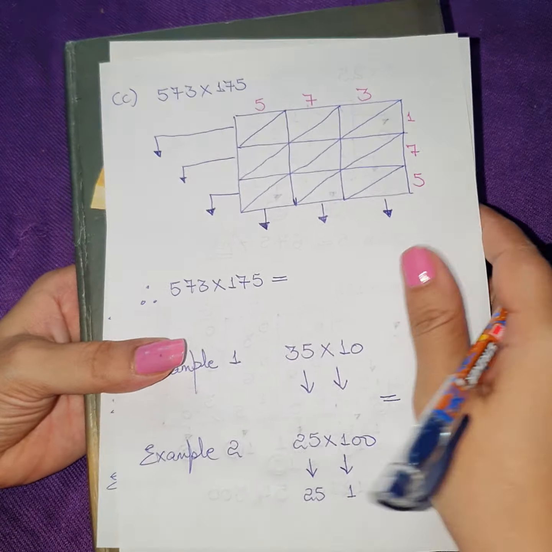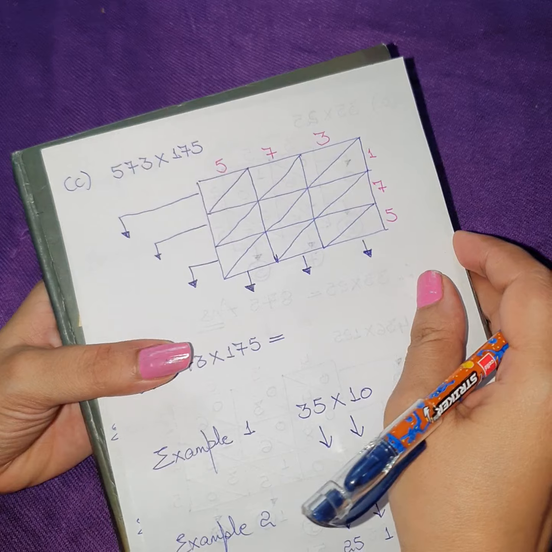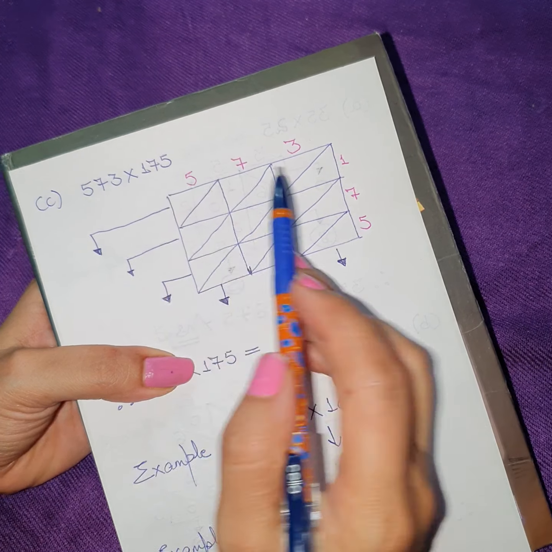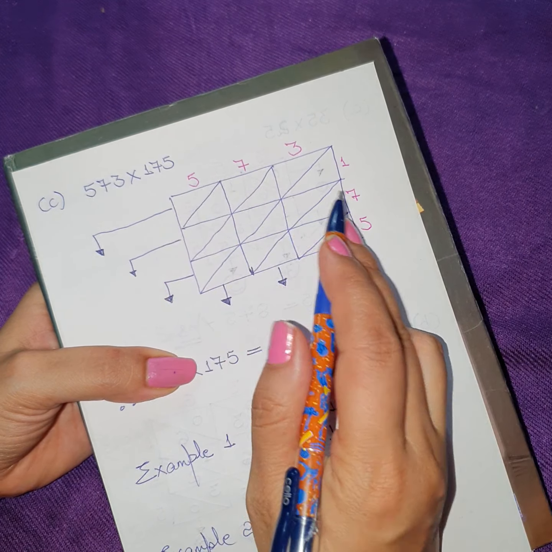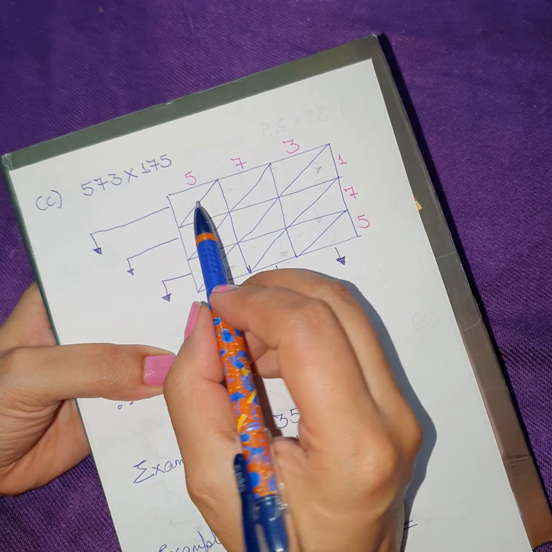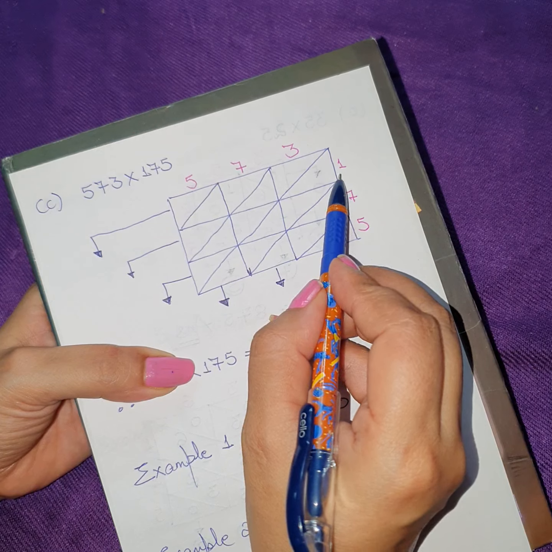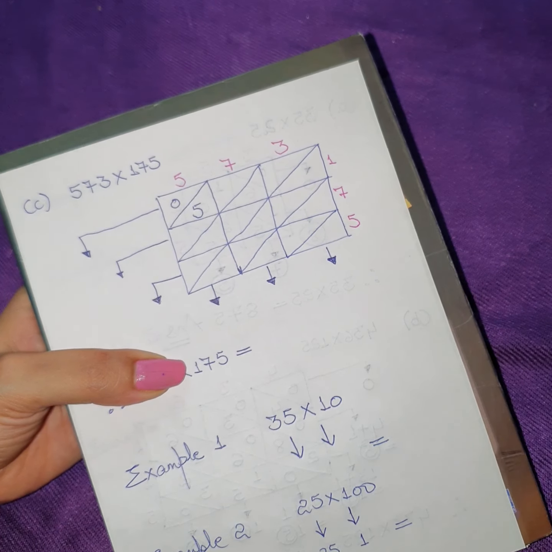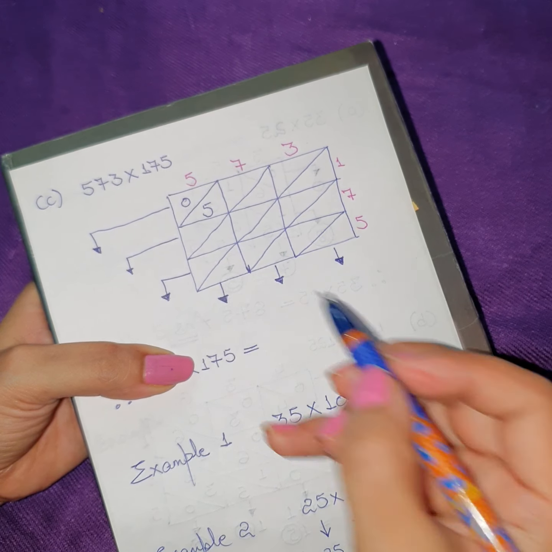Now see, your C part which I have given in your assignment is to multiply 573 by 175. Again I have prepared one blank format for you all. Now I will directly start multiply. So 5 into 1 will give me 5. So 0, 5 I will write like this, 0 above the slanting line and 5 below the slanting line.